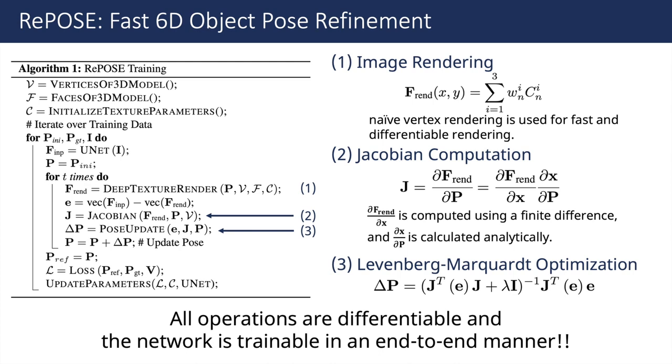All operations of RePOSE, such as image rendering, Jacobian computation, and Levenberg-Marquardt optimization, are fully differentiable. We train the network to minimize the mean distance between the vertices transformed by ground truth and estimated 6D poses.